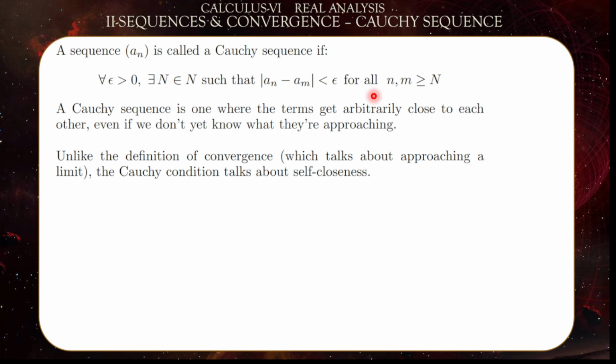So as n and m increase towards very large values, an minus am, or the difference between an and am, becomes very small, even smaller than epsilon. A Cauchy sequence is one where the terms get arbitrarily close to each other, even if we don't yet know what they are approaching. So they must be approaching a limit. Unlike the definition of convergence, which talks about approaching a limit, the Cauchy condition talks about self-closeness of terms.